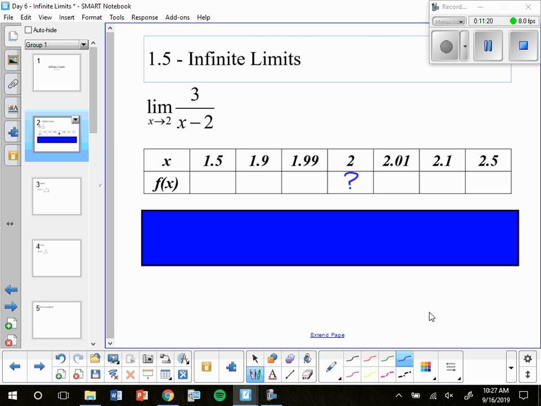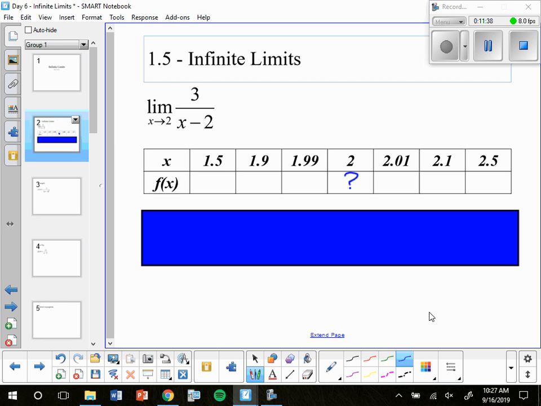Two. Olivia's going to plug in 2 over and over again and see what happens. Isn't it great that I have a perfect, like, 7? So 3 on it comes to Olivia. That's why Olivia's in a row by herself.